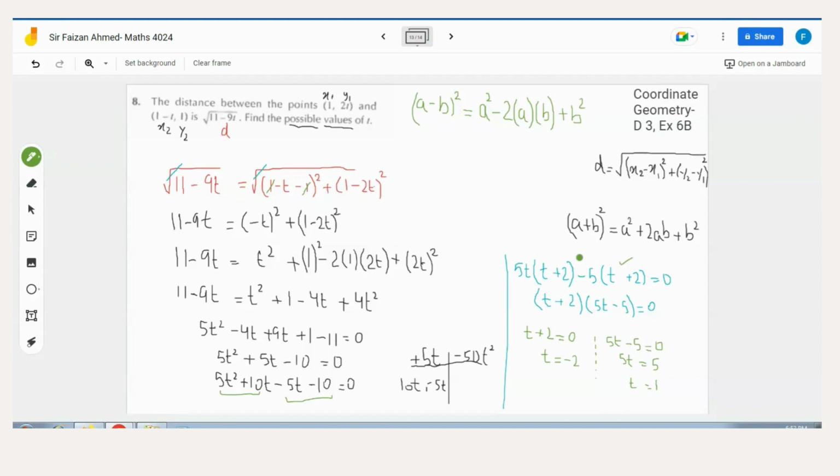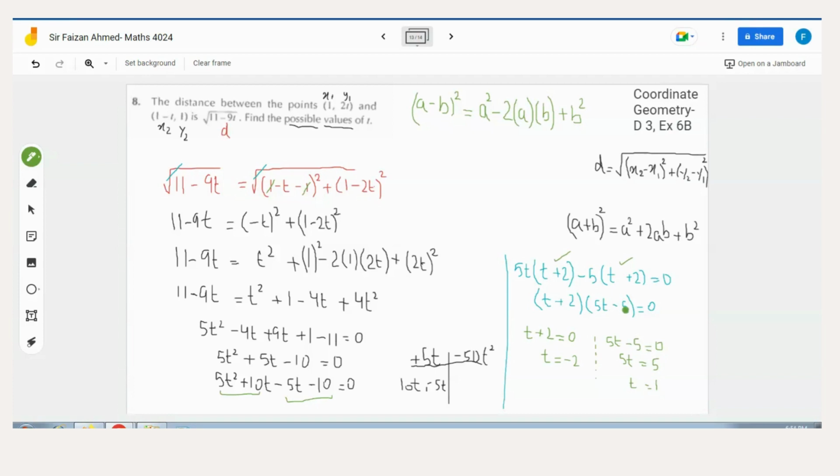This means I have applied the middle term breaking method correctly. So now I will take t plus 2 as common, and will write the other two terms in the bracket as well. So this will be 5t minus 5 equals to 0. Since I have two brackets and their product is equal to 0, I will put them one by one equal to 0 and find the value of t. At first I will put t plus 2 equals to 0. This plus 2 will go to the other side and become minus 2. 0 minus 2 will give me minus 2. The first value of t is coming out as minus 2.